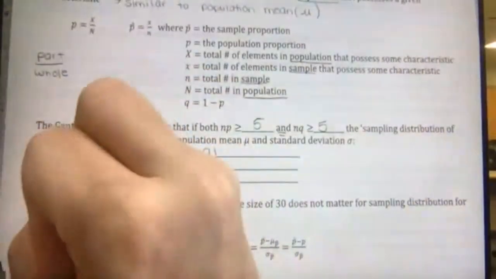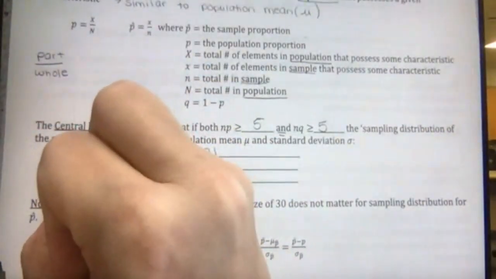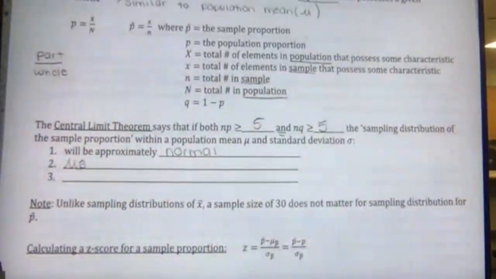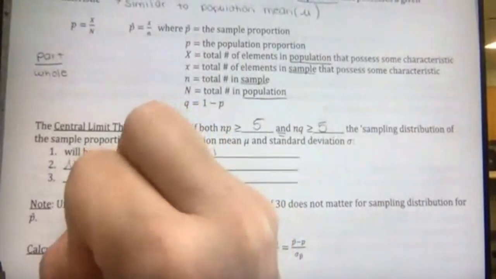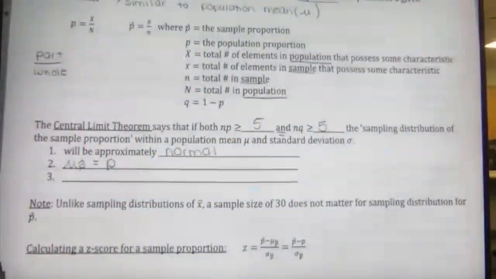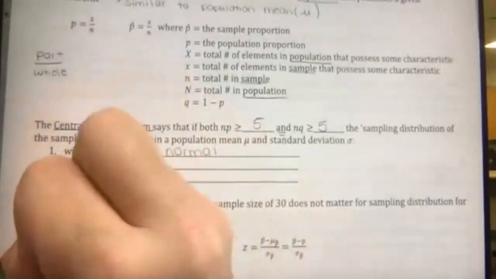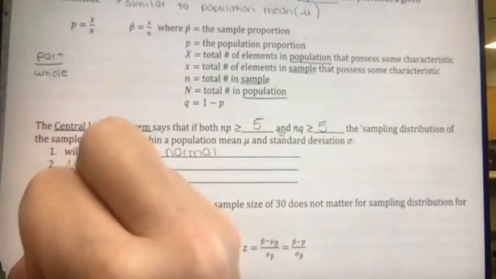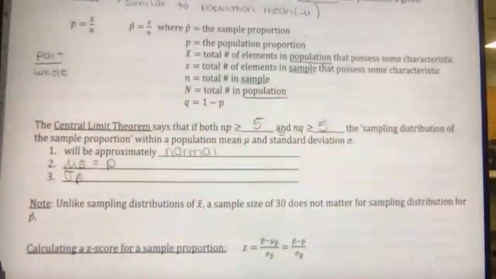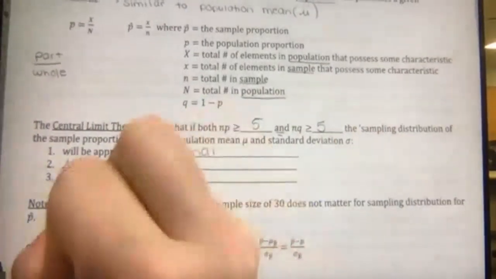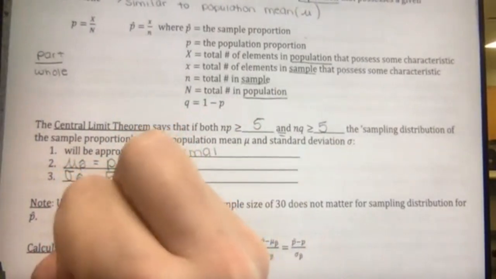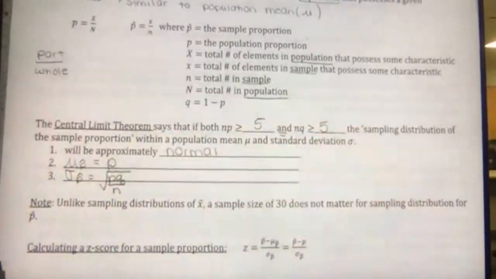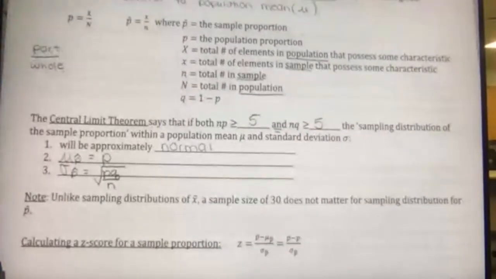This time, our mean, instead of mu sub x bar, we have mu sub p hat, which is going to be our proportion, which is just our p-value, our population proportion. And our new formula for our sampling standard deviation, sigma sub p hat, is going to be the square root of p times q all over n.